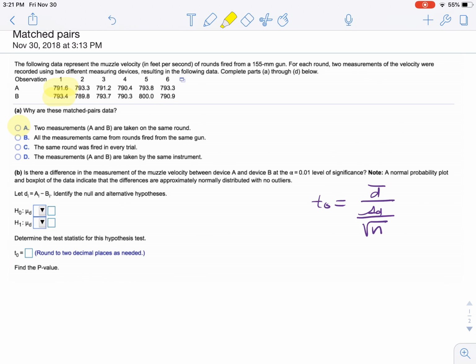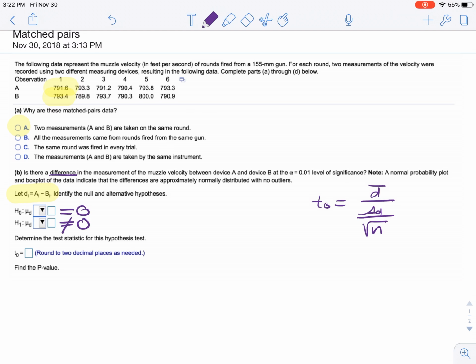All right, so now let's go ahead and find the differences, what it's telling us to do right here. And by the way, question B would be, let's read it. Is there a difference in the measurement of the muzzle velocity between device A and device B at the 0.01 level of significance? Is there a difference? So one of the key words is difference, and that's going to make it a two-tailed test. So for the alternative, we'll put not equal to 0.